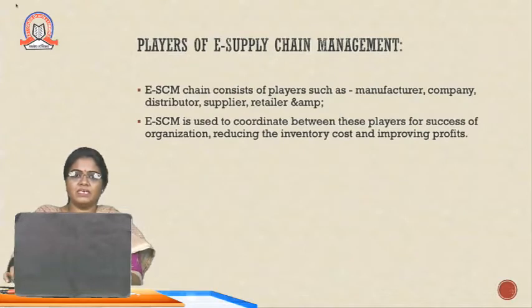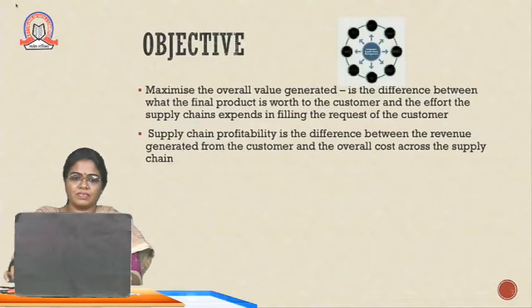Players of supply chain management are manufacturer, company, distributor, supplier, retailer and so on. SCM is used to coordinate between these players for the success of the organization, reducing the inventory cost and improving profits. What is the objective of it?